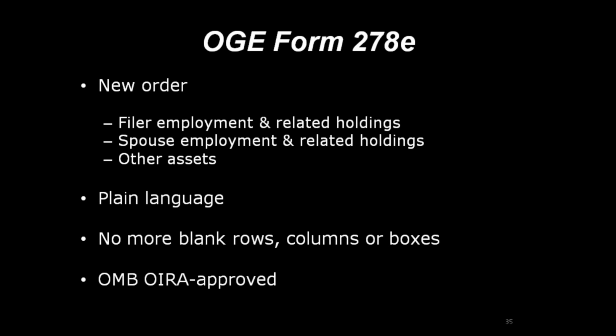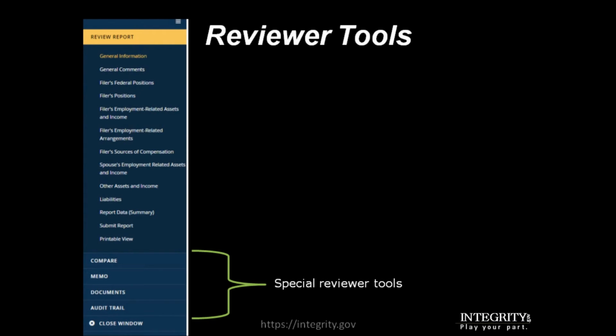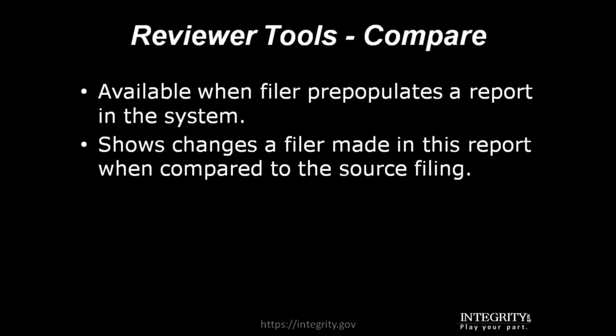Here you will see a summary of the key changes in the 278E from today's paper OGE 278. At any time when reviewing a report or filing, display the left side navigation bar to use the Compare, Memo, Documents, or Audit Trail tools. Compare is available when a filer pre-populates a report with an earlier one in the system.